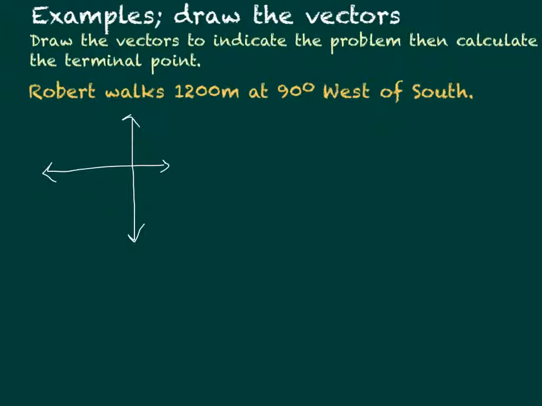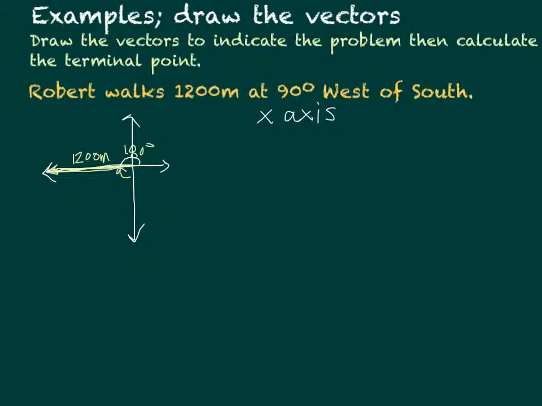And this last example, Robert walks 1,200 meters at 90 degrees west of south. So 90 degrees west of south is going to be up here. And he's going to walk 1,200 meters. Well, we can look at this a different way, and then we can go on our x-axis. This right here is a straight angle, so that means that would be 180 degrees this way. So we look at it as a measure from the x-axis this time.